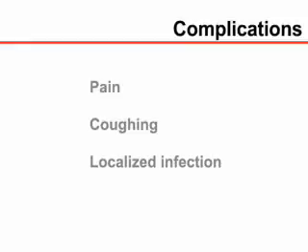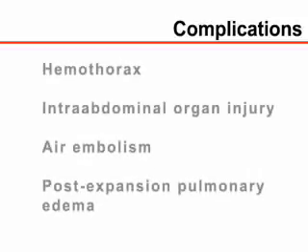Other complications of thoracentesis include pain, coughing, and localized infection. More serious complications include hemothorax, intra-abdominal organ injury, air embolism, and post-expansion pulmonary edema.